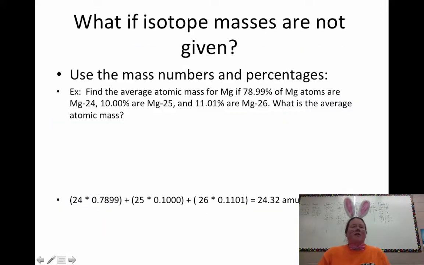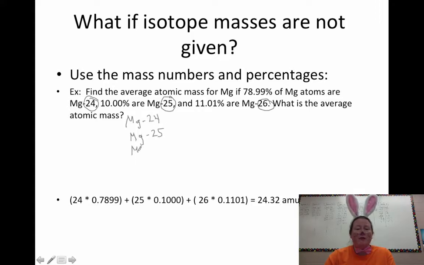Now, here's a question. What if the isotope masses are not given? If this is the case, then we're always going to be given what isotope it is, and since this is a mass number, we just use that instead. So these are a little bit easier. So I'm just going to set up a table. We have magnesium 24, magnesium 25, and magnesium 26.